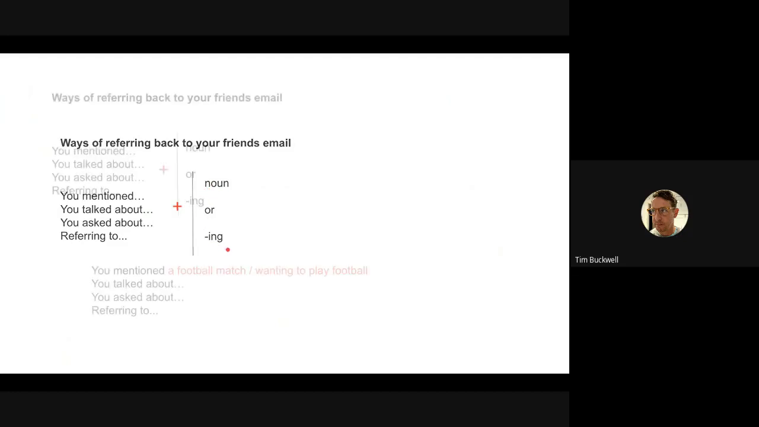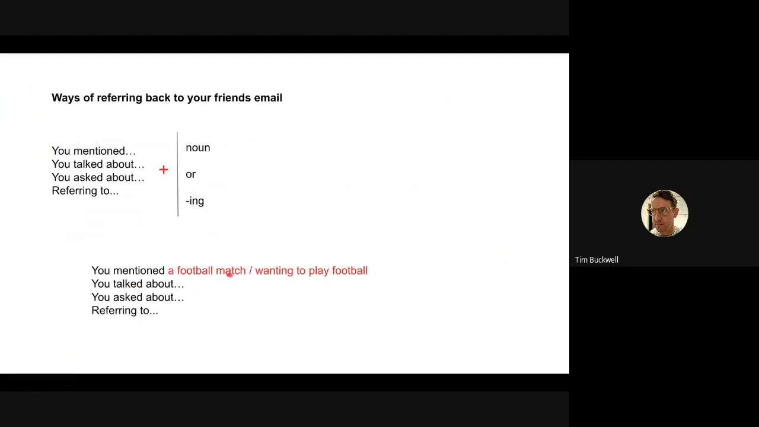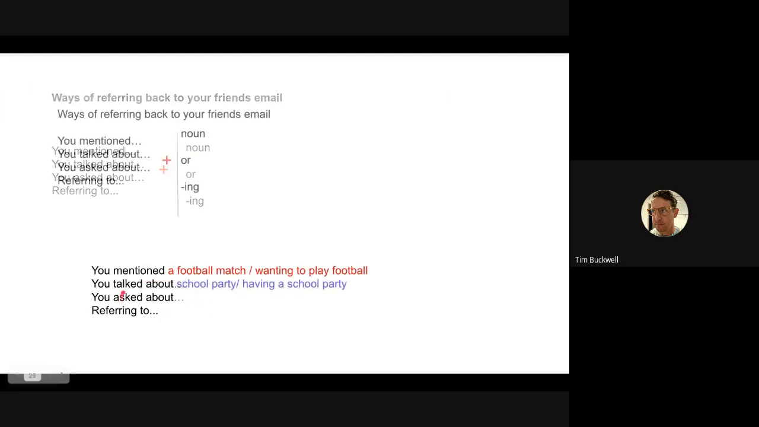So let's have a look at some examples of this. You mentioned a football match. This is a noun. You mentioned wanting to play football, ing. I'm sorry, my neighbour's shouting at his dog. I hope you can still focus on what I'm saying. So these are ways of referring back to your friend's email. You mentioned plus a noun, or you mentioned plus ing. You talked about a school party, a noun, or you talked about having a school party, ing.